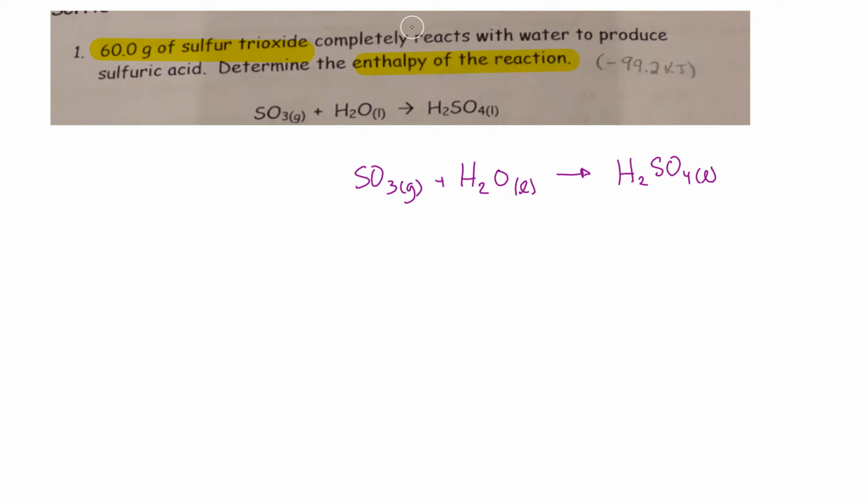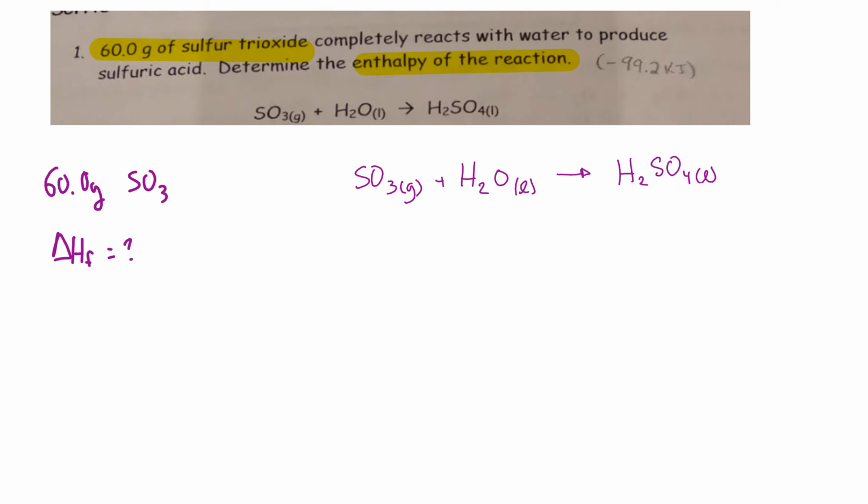So the first thing you want to do is write down the information that's given, which is 60.0 grams of SO3. And we know that it reacts completely. And then they want us to find the total enthalpy of the reaction.